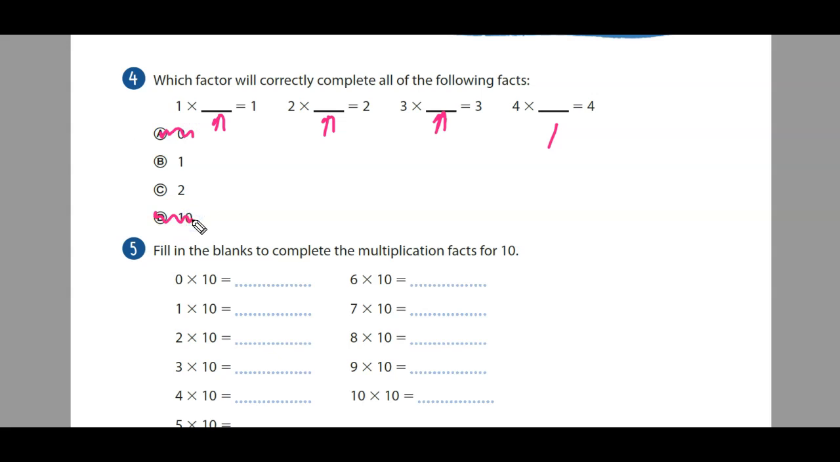Actually, what is the answer, everybody? 1. B. Because any number multiplied by 1 is that number. So 1 times 1 is 1. 2 times 1 is 2. 3 times 1 is 3. And 4 times 1 is 4.